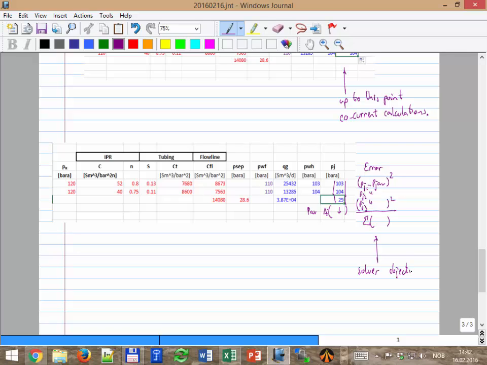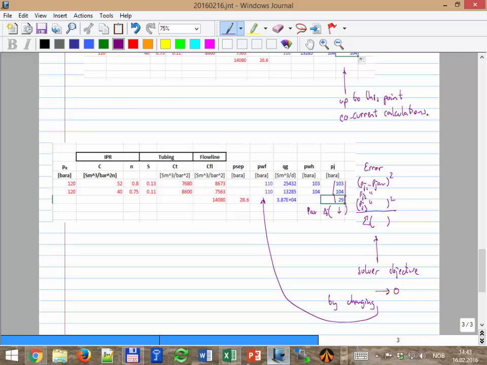Okay, drive that cell to 0 by changing these two, okay, the flowing bottom hole pressure, which will be equivalent to changing the rate.